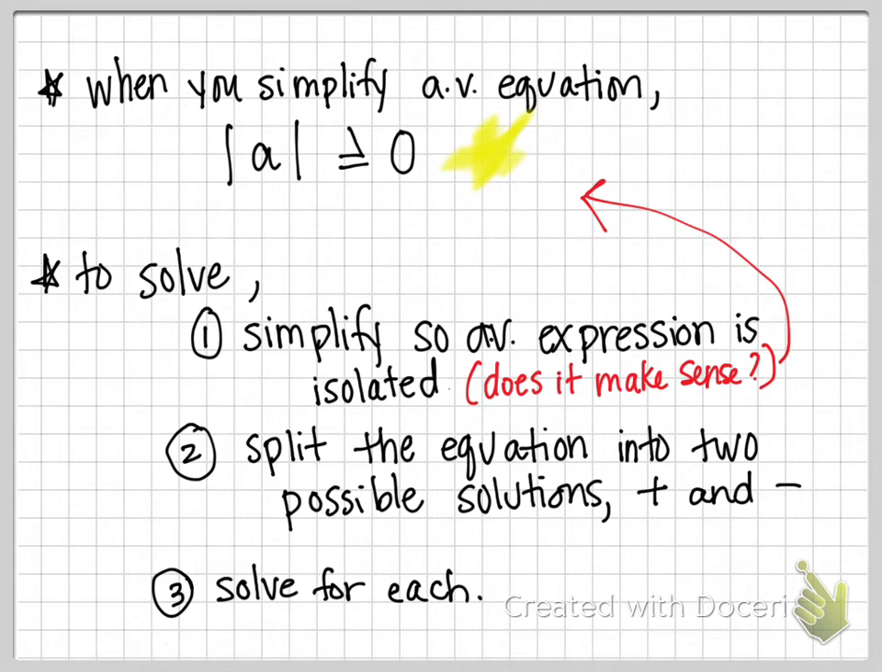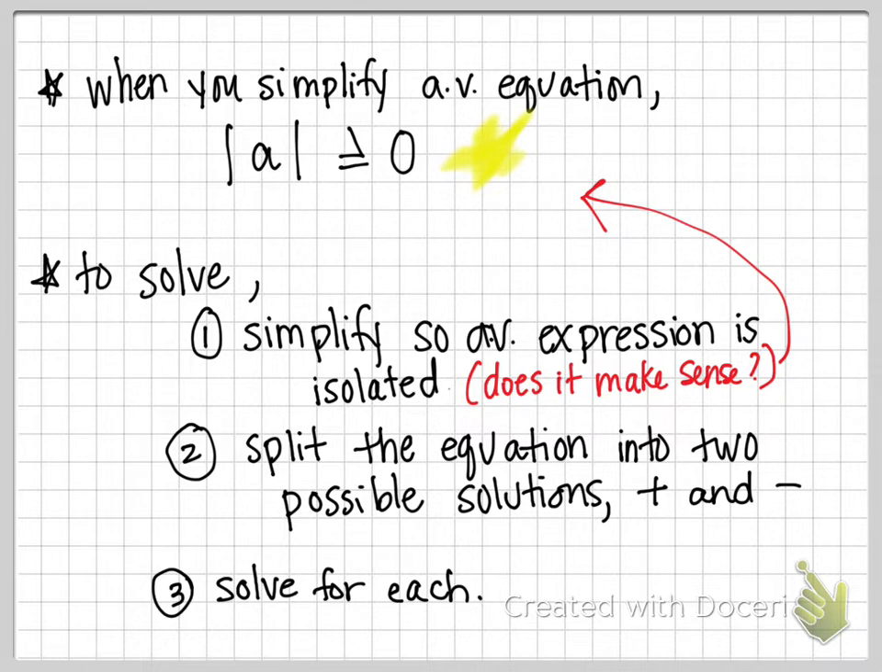Please note, after step 1, when we get that absolute value by itself, you need to ask yourself, does it make sense? And the key is, make sure it's not equal to a negative number. You cannot have the absolute value of something equal a negative. It will always be a positive. So you just need to stop there and ask yourself, before you keep going, does it make sense? If it's a negative, you're done. You can say there is no solution. But if it's a positive and it makes sense, then you continue on with your steps.